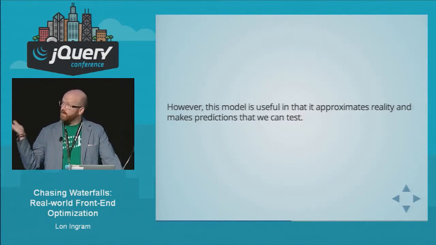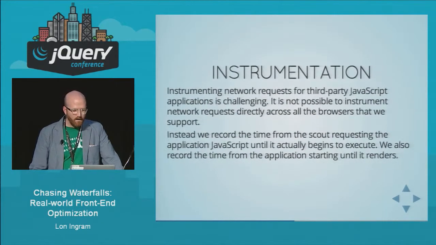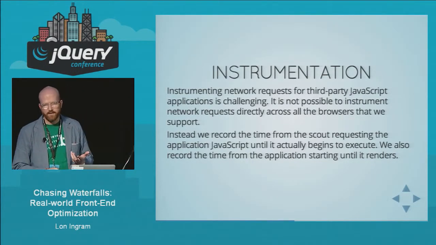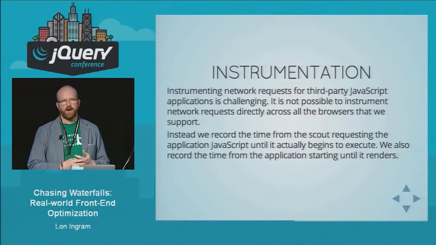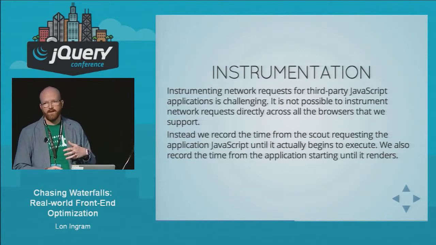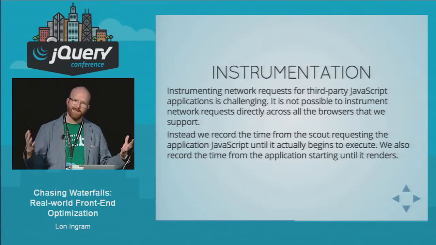It approximates the reality that we're trying to understand, and we're going to use it in a sec to actually make predictions about what happens when we vary some of these variables. So let's briefly talk about instrumentation. Instrumenting network requests is kind of tough in the browser because, particularly as a third-party app, JavaScript doesn't have a whole lot of access to timing data about requests for resources other than the page itself, right?